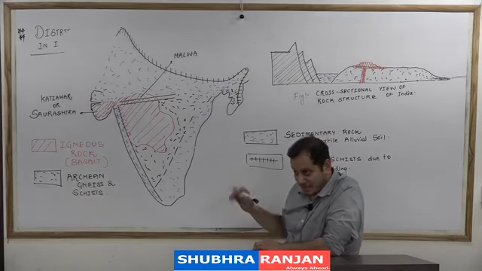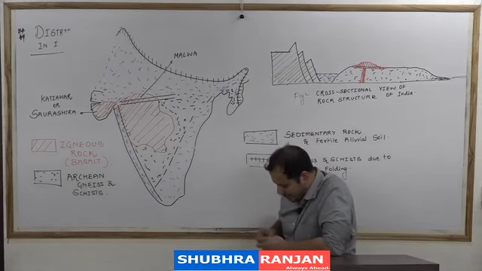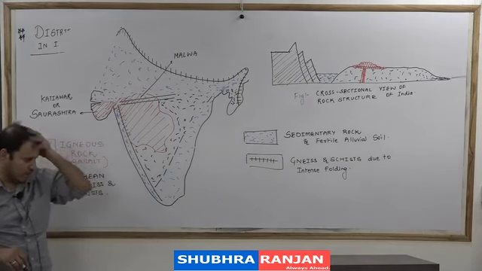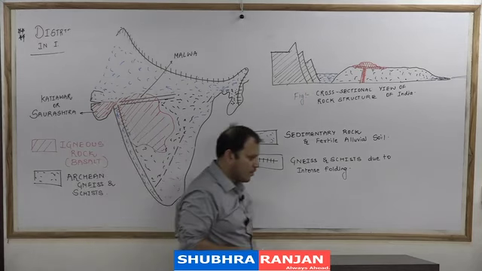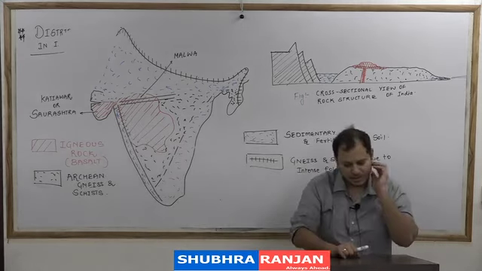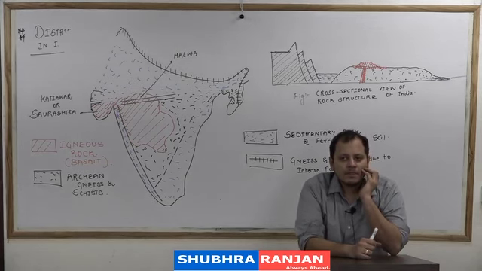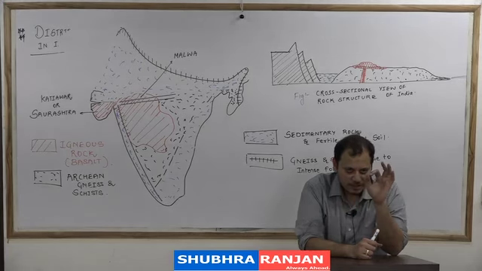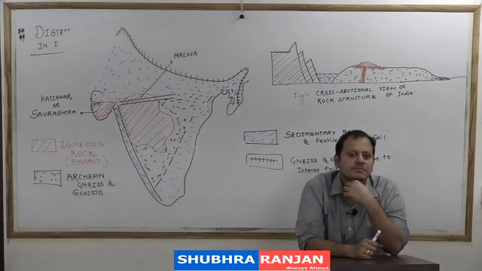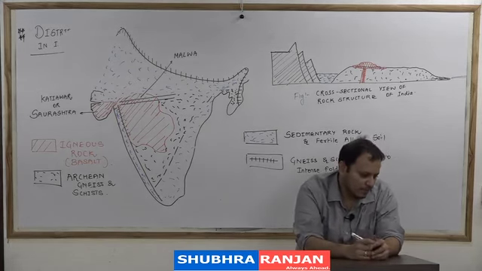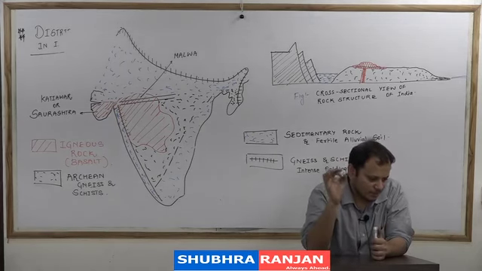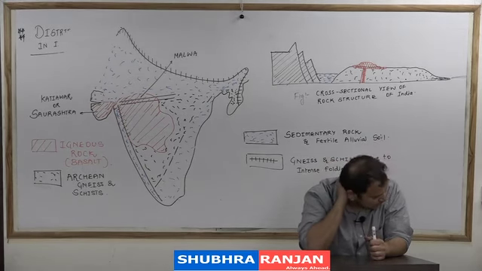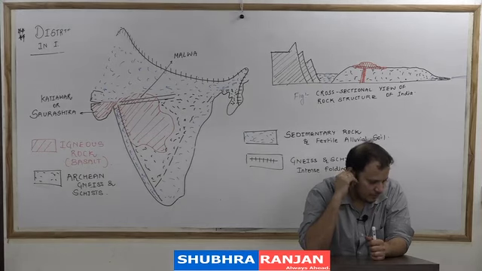The sediments, next point, the sediments brought down by the Himalayan rivers were deposited to give rise to the Great Plains of India, stretching between Indus to Brahmaputra.